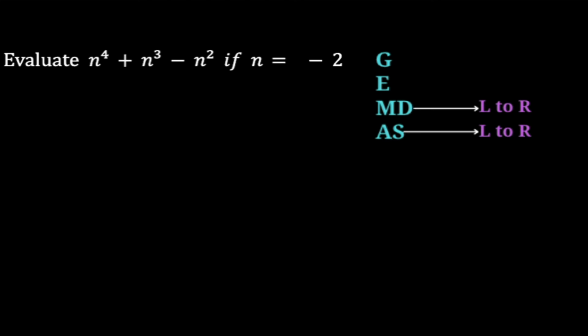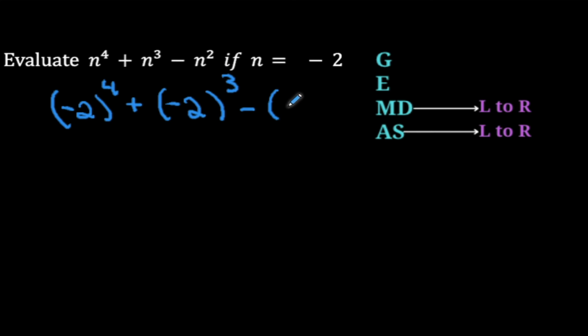So here we are told to evaluate n raised to the 4th power plus n cubed minus n squared if n equals negative 2. All right, so let's go ahead and wherever we see n, we're going to place negative 2. All right, so let's do that. Negative 2 raised to the 4th power plus negative 2 raised to the 3rd power minus negative 2 squared.